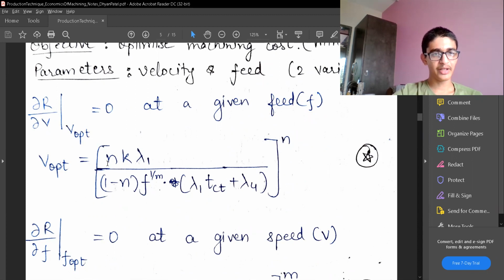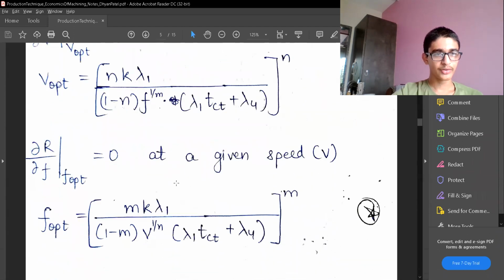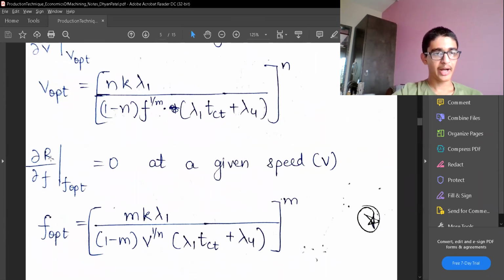So V optimum will be equal to nk lambda 1 upon 1 minus n, f raised to 1 by m, lambda 1 tct, this is the tool changing time, plus lambda 4. And del R by del F, that is the optimization for feed rate, will give me the optimum feed rate when I equate it to 0. So the optimum feed rate value is this, that is mk lambda 1 upon 1 minus m, v raised to 1 by n, lambda 1 tct plus lambda 4, raised to m.